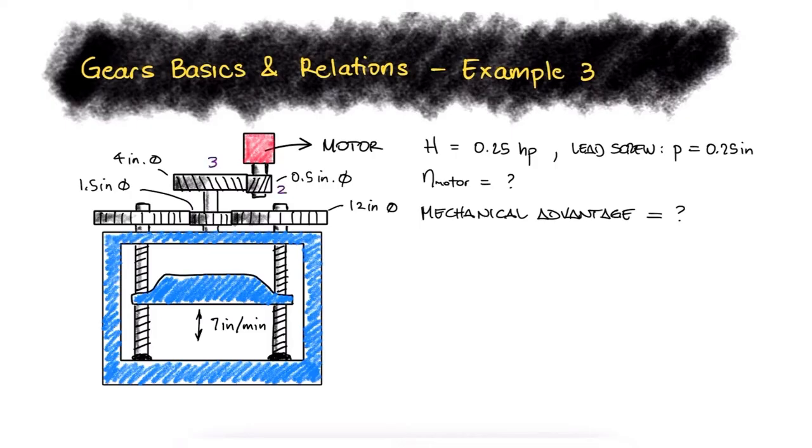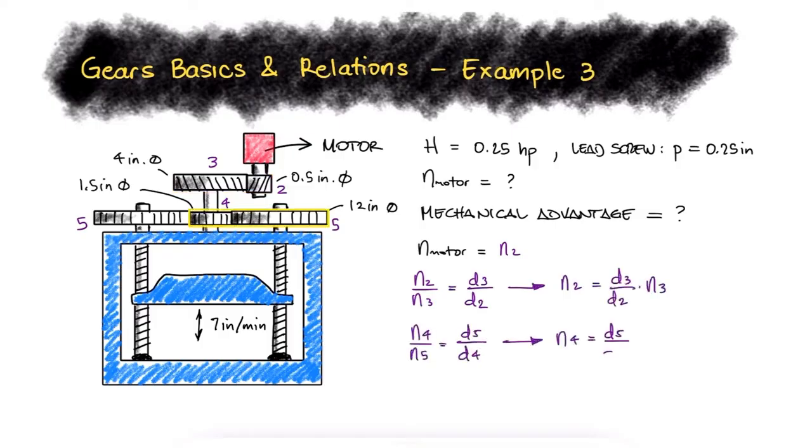As usual, we'll begin by labeling the gears. And notice that both gears for each lead screw are labeled as gear 5, since they need to rotate at the same speed and deliver the same amount of torque. The speed of the motor will share the speed with gear 2, since they are located on the same shaft. The speed ratios are inversely proportional to the diameter ratios, and this is true for both sets of gears, gears 2 and 3 and gears 4 and 5.